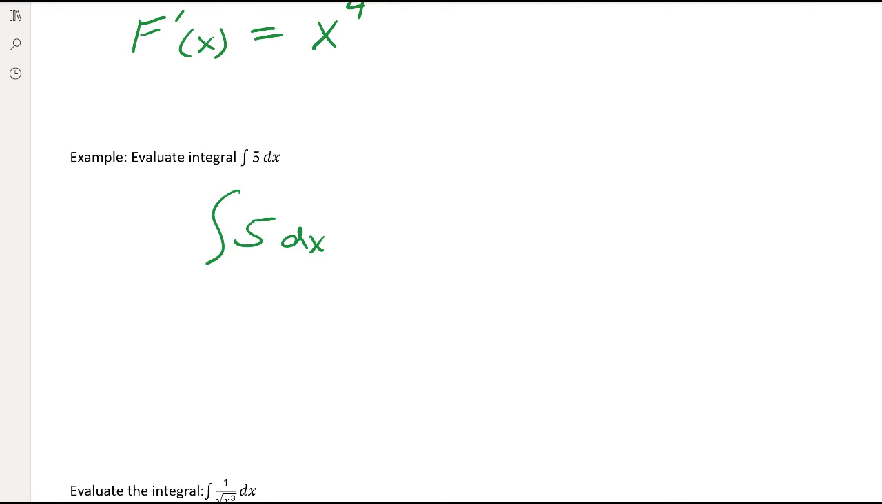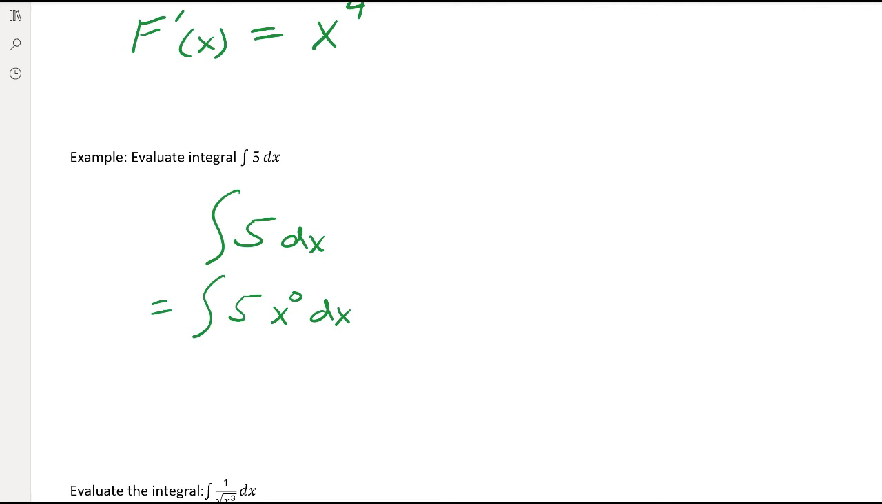Okay. All right. Think of it like this. So we're going to still apply the power rule, right? So what I want to do is rewrite this as 5 times x to the 0 power dx. Okay. Why is that legal?